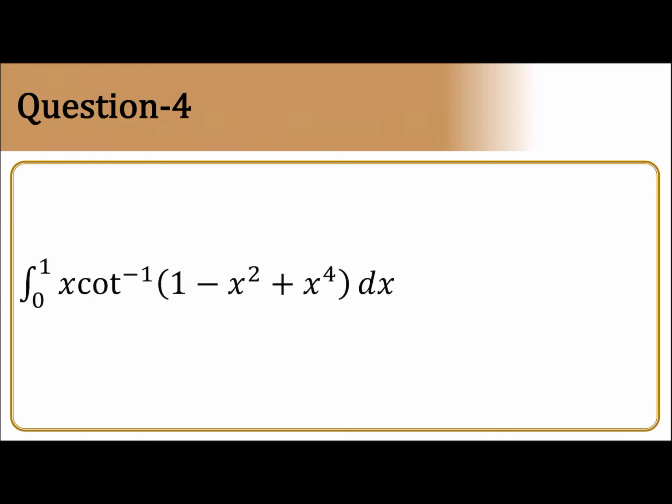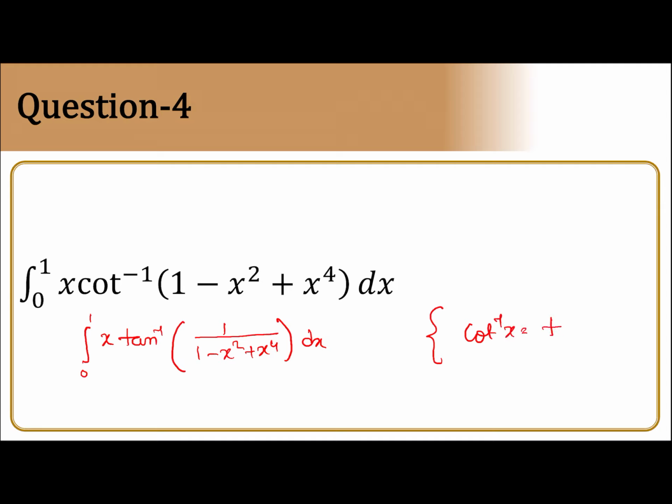Now comes example 4. Why we took this example is to teach you how, whenever cot inverse is given, you have to try converting it into tan inverse and rearrangement. That's the main point. This question concentrates on rearrangement. Integral 0 to 1, x tan inverse of 1 by 1 minus x square plus x to the power 4 dx. Why so? Again you write the formula: cot inverse x is equal to tan inverse 1 by x.